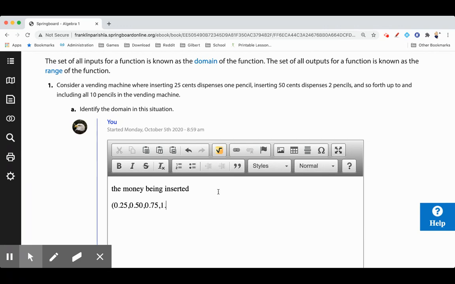$1, 1.25, 1.50, 1.75, $2, 2.25, and then 2.50. Make sure that's 10 of them. We're going up to 10 pencils. 1, 2, 3, 4, 5, 6, 7, 8, 9, 10. Yes.